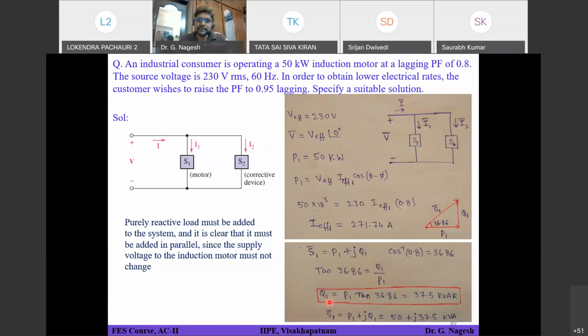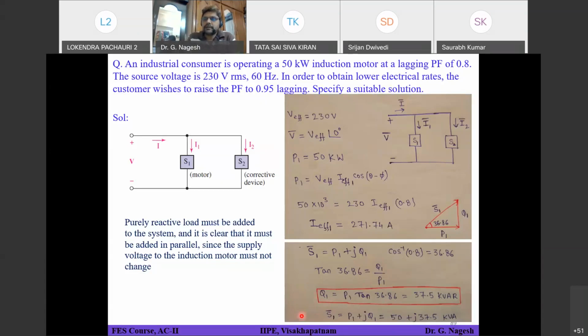Okay. So this is how you have to calculate your reactive power Q1. So that means only the 50 kilowatts is present in your system. The same thing, if I write in the complex form, I am going to get S1 is equals to P1 plus jQ1. So P1 is 50 and j into 37.5 kVA, kilovolt amperes, because the unit for complex power or apparent power is kVA only, right? So this is how you have to calculate the S1 value.